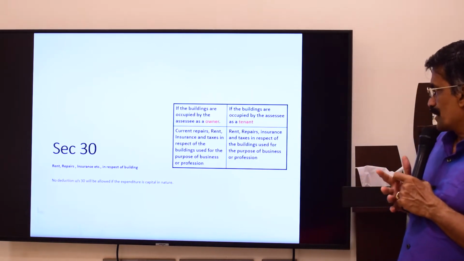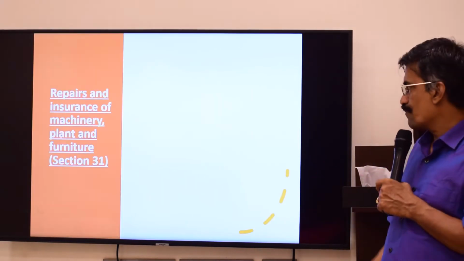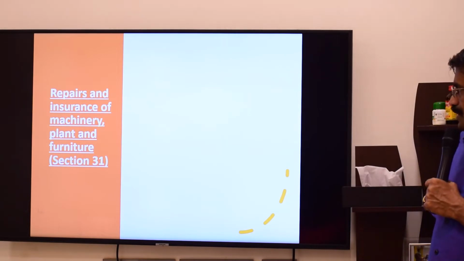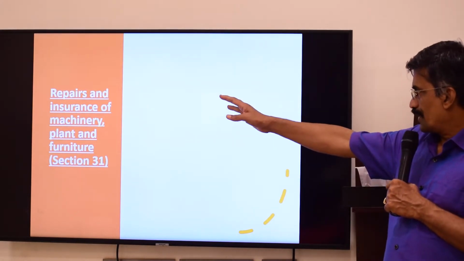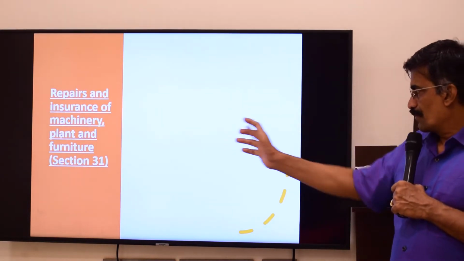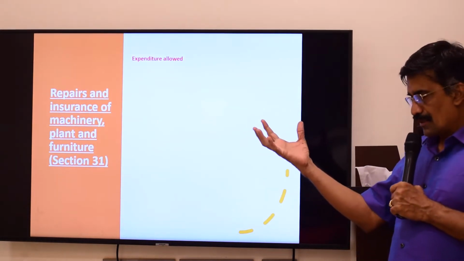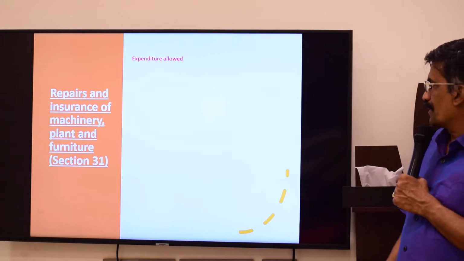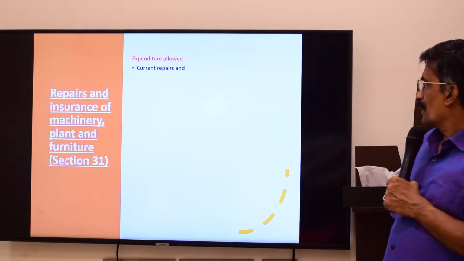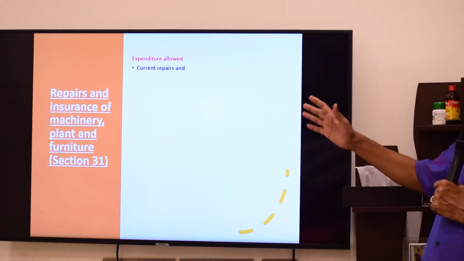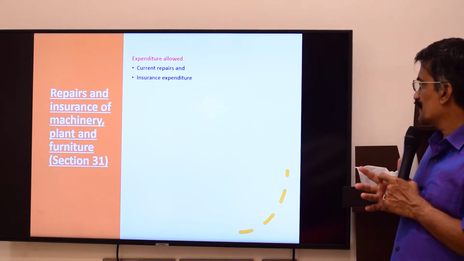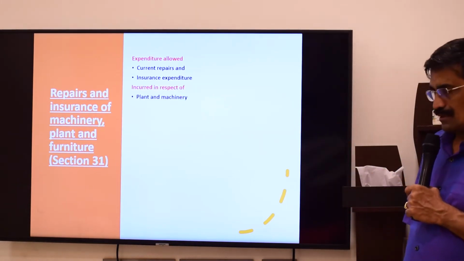So let's move on to Section 31 on this basis. As you can see from this slide, repairs and insurance of machinery, plant and furniture are dealt with by Section 31. Buildings are dealt with by Section 30 of the Income Tax Act. So what expenditures are allowed in Section 31? Current repairs and insurance expenditures are allowed.